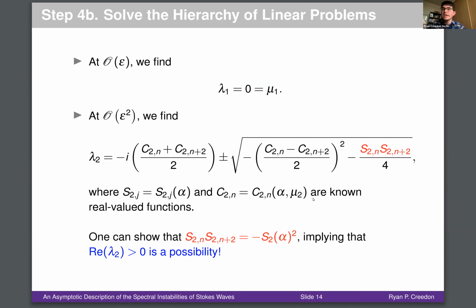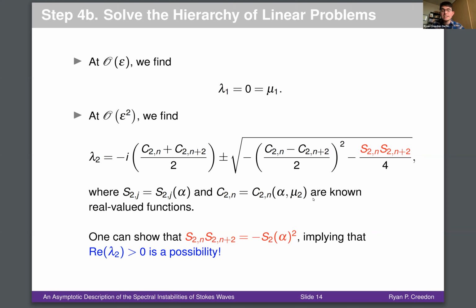So what we're really saying here is, in almost all depths, except in that special case where alpha is equal to 1.84, et cetera, except in that one special case, you will always have a high frequency instability bubble in your stability spectrum. And so your Stokes waves for almost all depths are unstable.